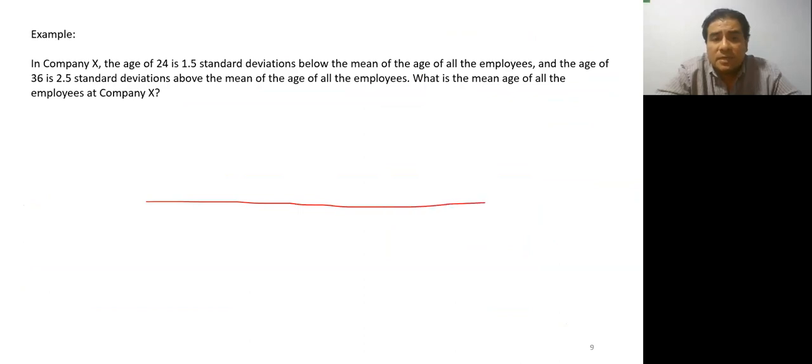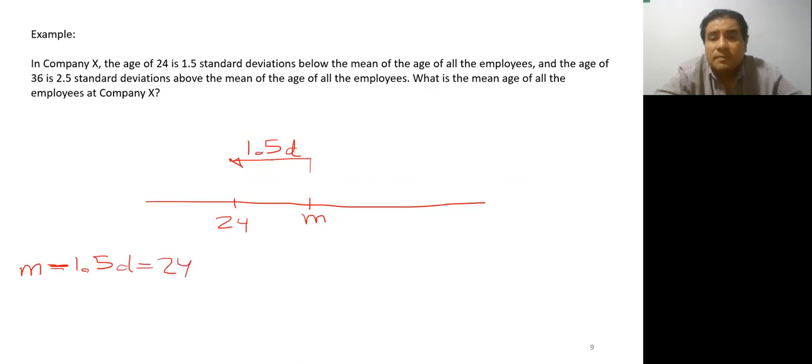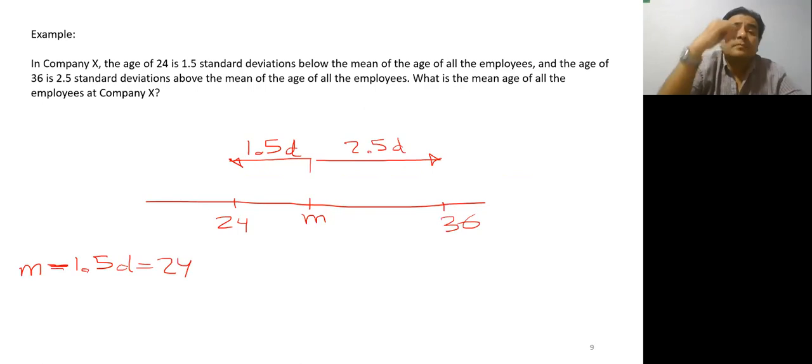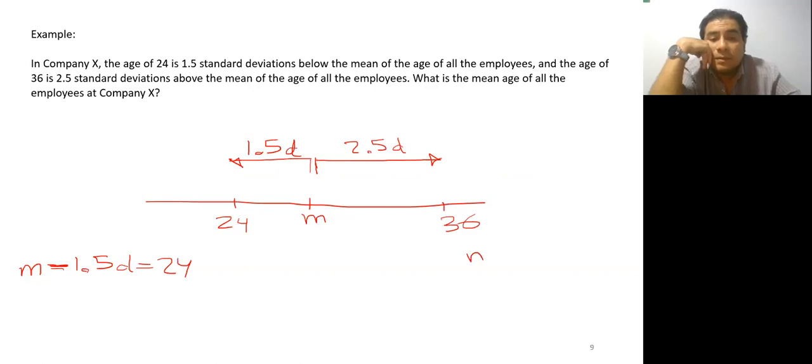Well, we can see that if this is a diagram showing the position of the mean, right? And they tell you that 24 is an age that is 1.5 standard deviations below the mean. So that is to say that the mean minus 1.5 standard deviations equals 24, right? On the other hand, if you have 36 years, and that is the mean plus 2.5 standard deviations, well, that simply means that 36 equals the mean plus 2.5 standard deviations.